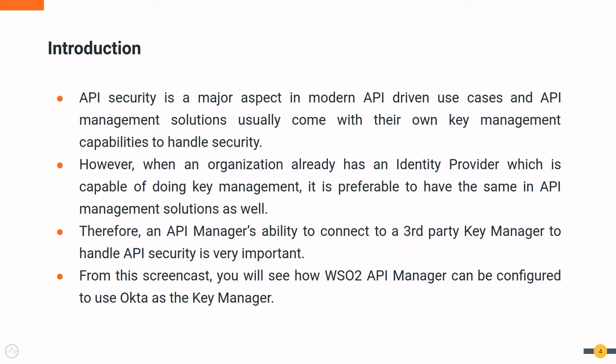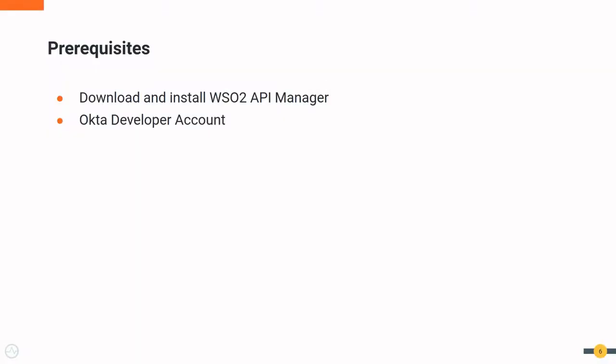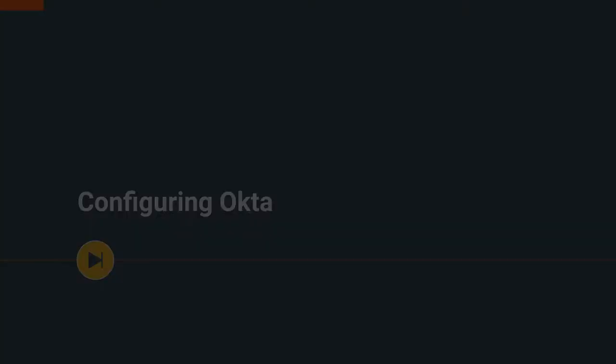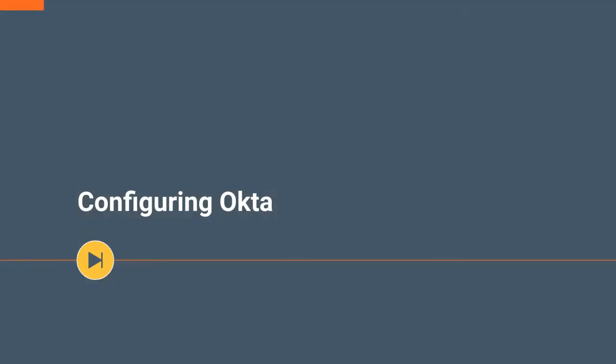From this screencast, you will see how WSO2 API Manager can be configured to use Okta as the key manager. You need to have WSO2 API Manager downloaded and installed. You need to have an Okta developer account. Let's see how to configure Okta first.